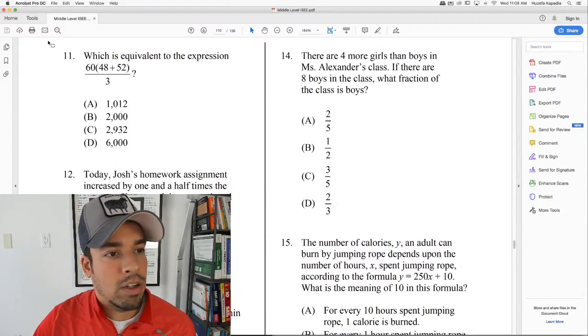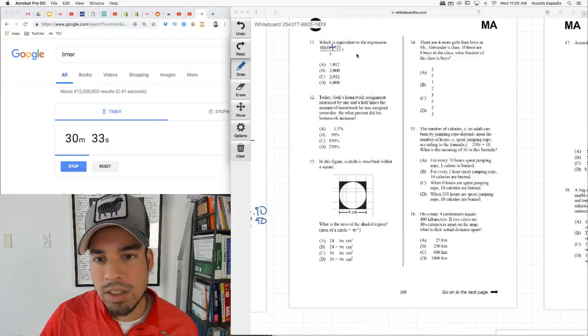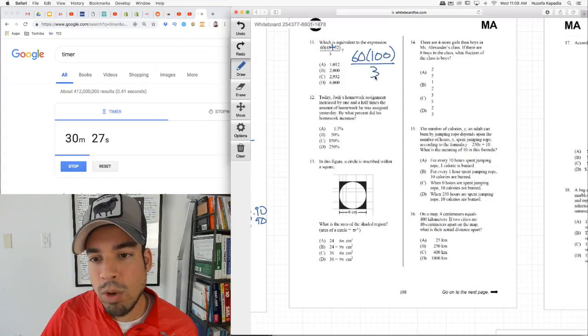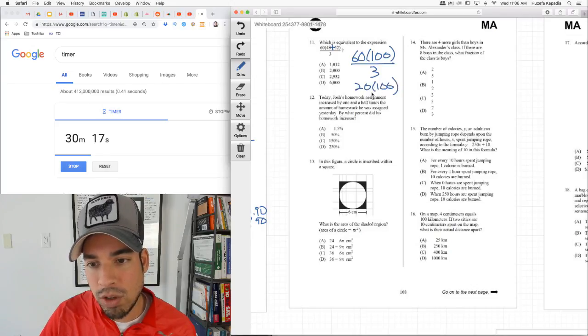Here, I'm going to show you how we can use order. We can kind of manipulate this to make it easier. So it's 60 times 100 over 3. I could multiply these, but easier yet, I'm allowed to do this. I'm allowed to divide that. Since this is one big multiplication strand, I can just divide the 60 by 3, and that becomes 20 times 100. The 3 is now gone. 20 times 100 is 2,000.